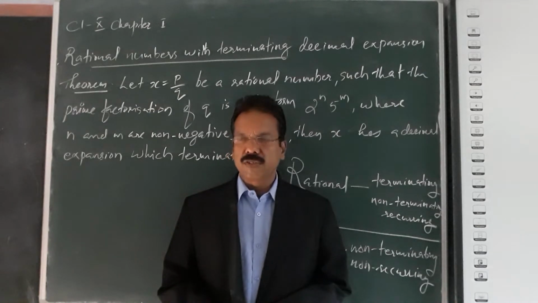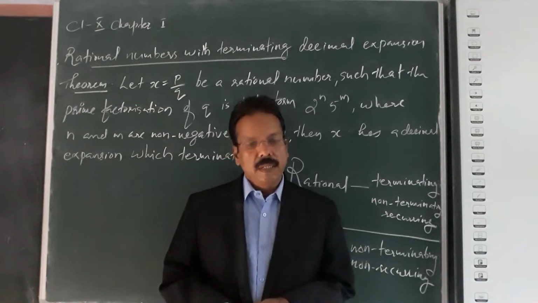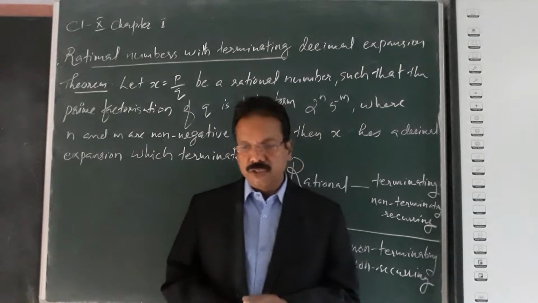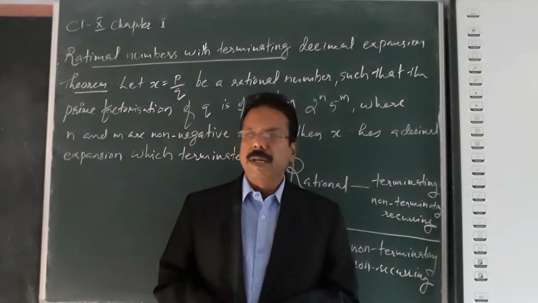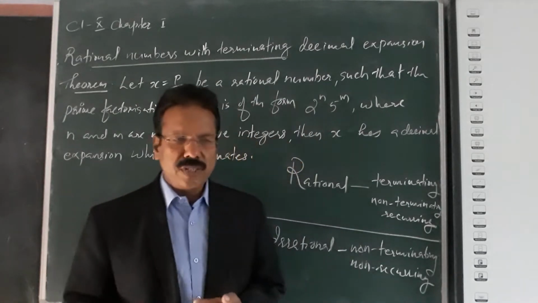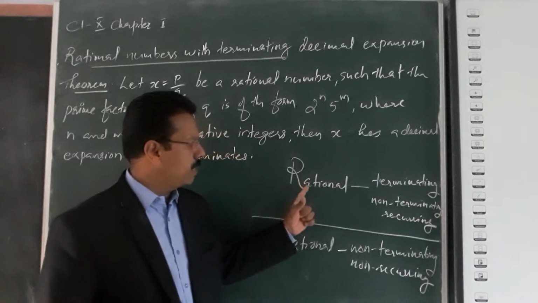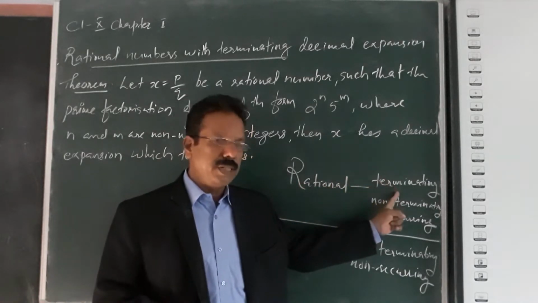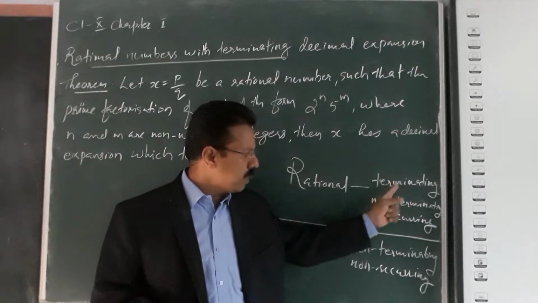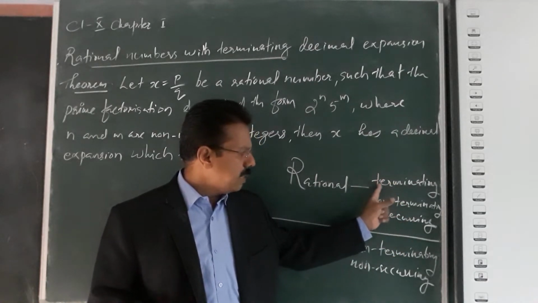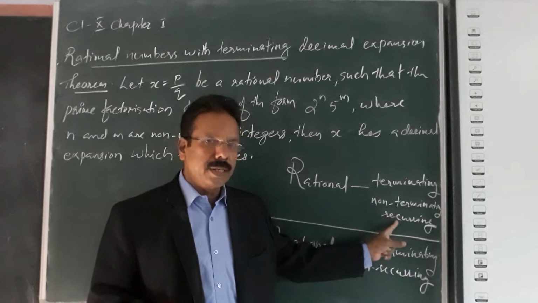Today we are going to discuss about rational numbers and irrational numbers again. This is the last video of this chapter 1. A rational number is a number whose decimal expansion is either terminating or non-terminating recurring. There are two cases: either terminating or non-terminating recurring.